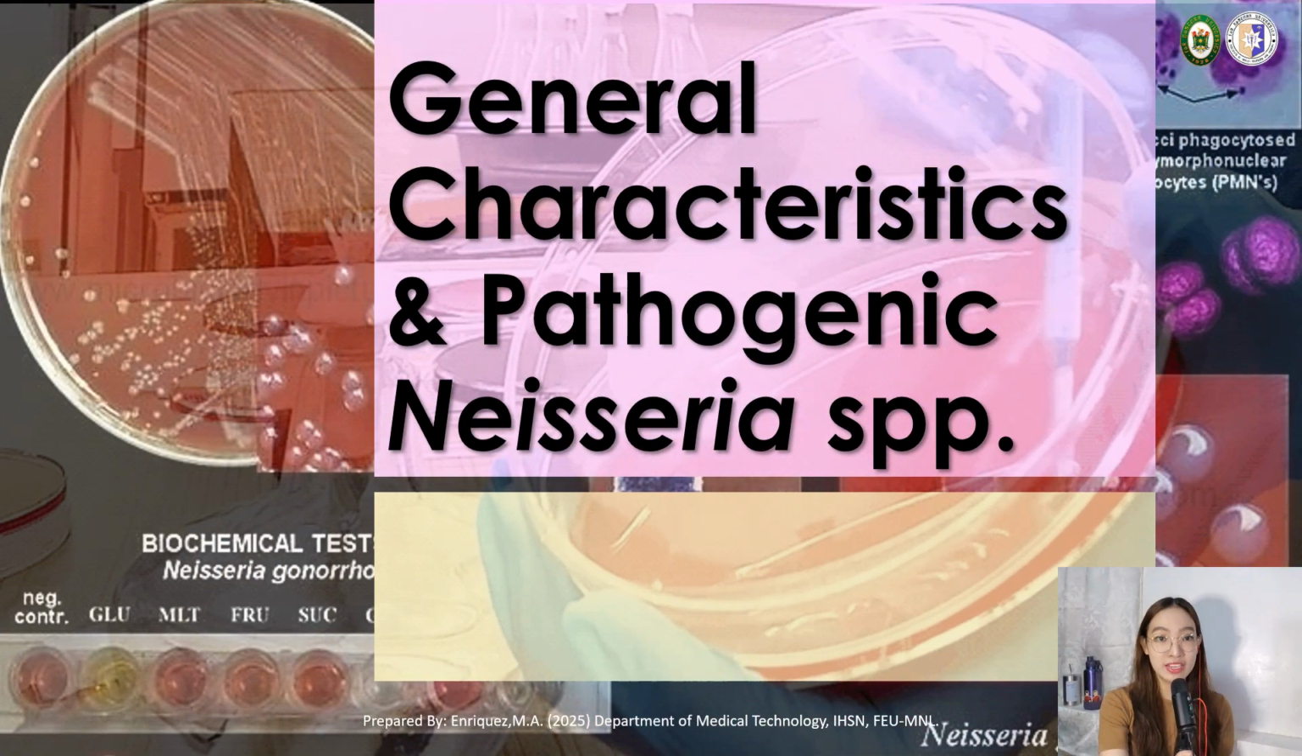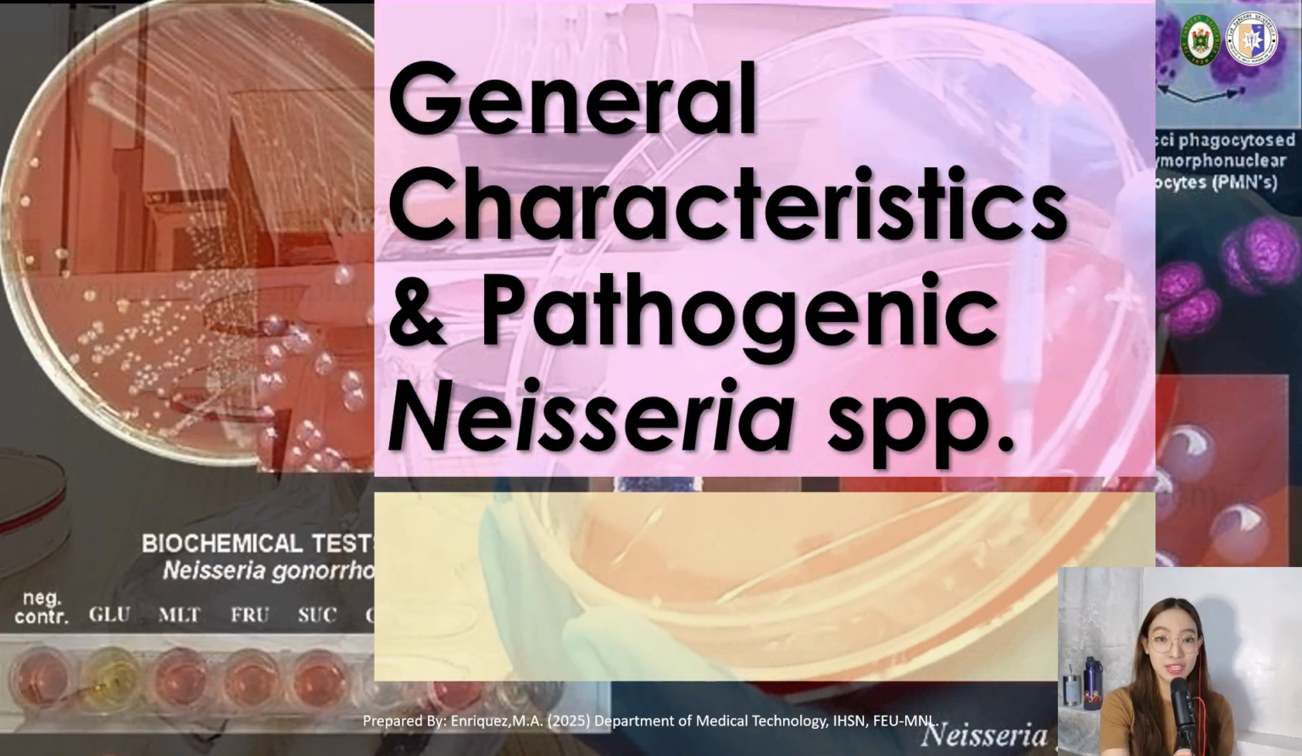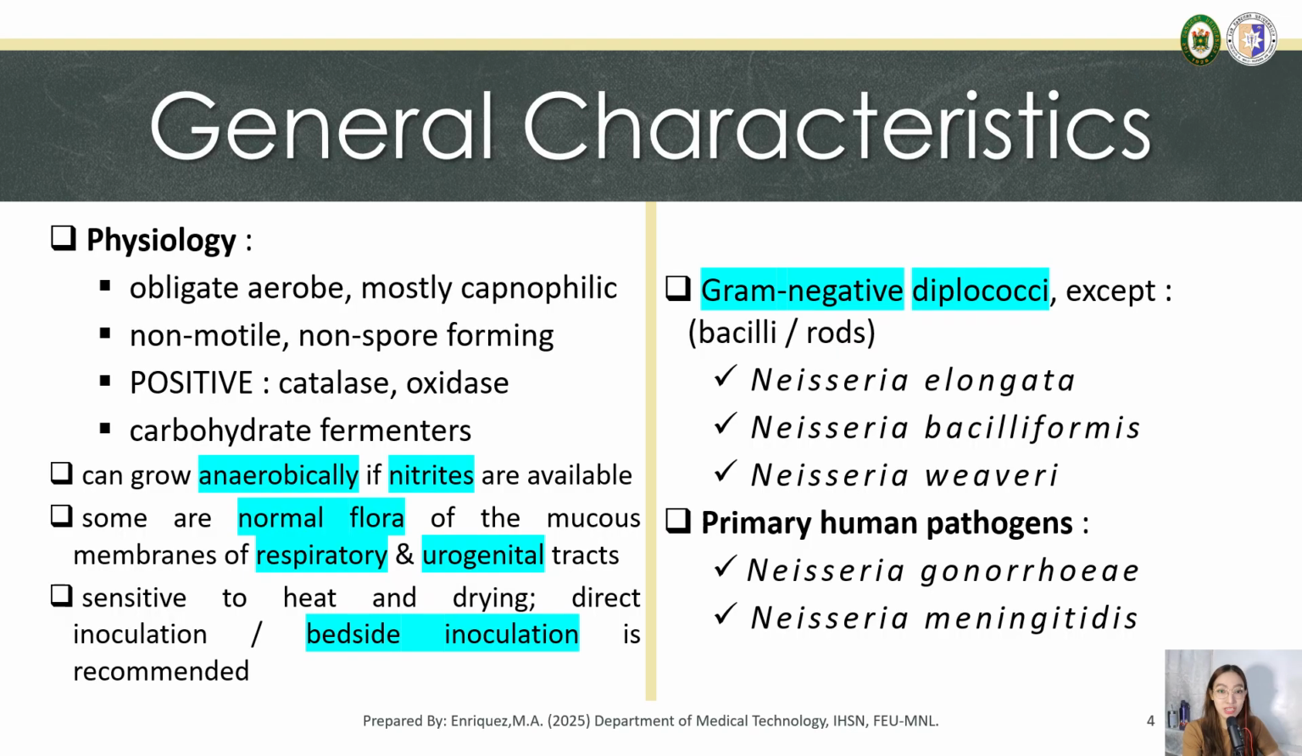Let's begin with the general characteristics of Neisseria and the pathogenic Neisseria species. Neisseria species are obligate aerobes. They are non-motile, non-spore forming, and capnophilic bacteria. They are carbohydrate fermenters, and depending on which species is being tested, nag-iiba-iba din po yung results nila in the carbohydrate fermentation test. And this could help us differentiate one species from another. They are also positive for both catalase and oxidase.